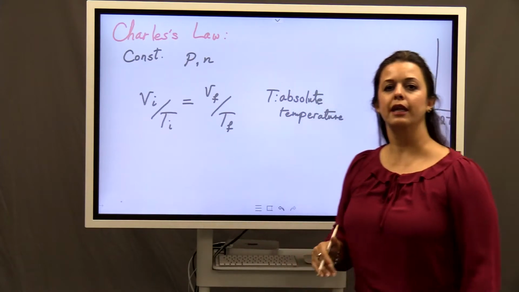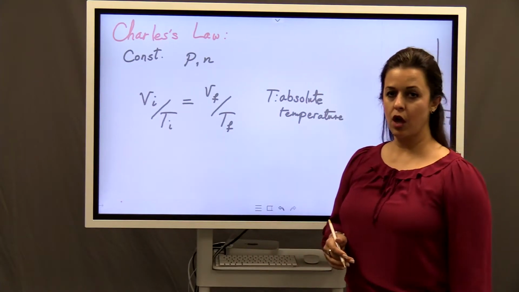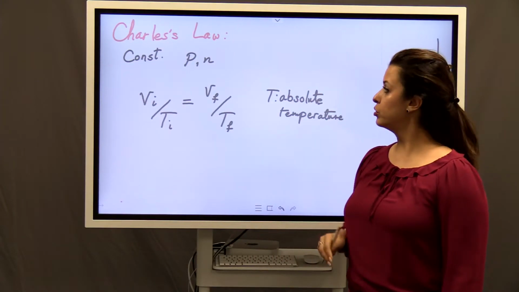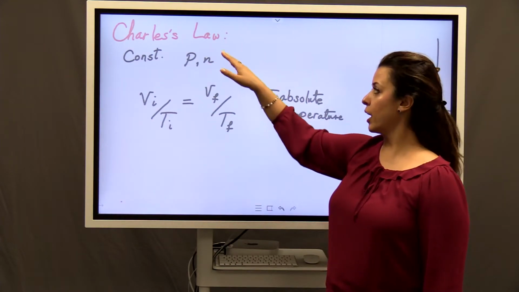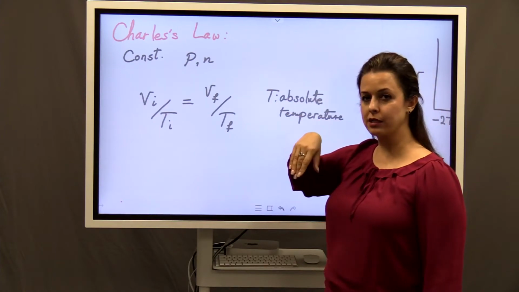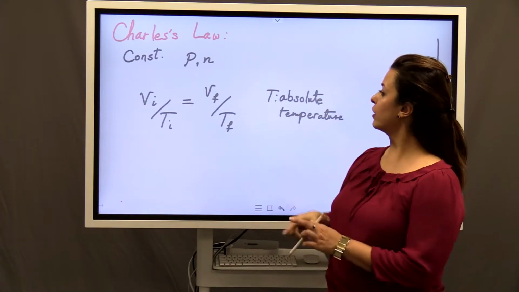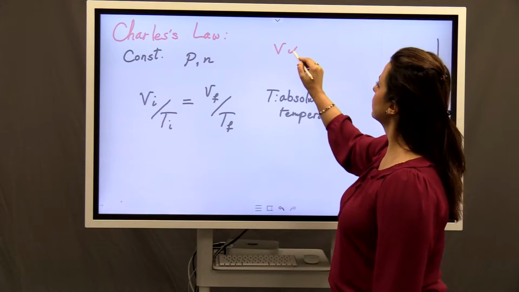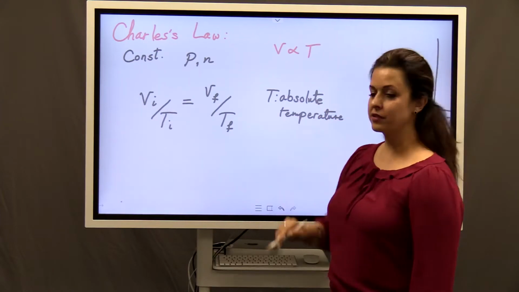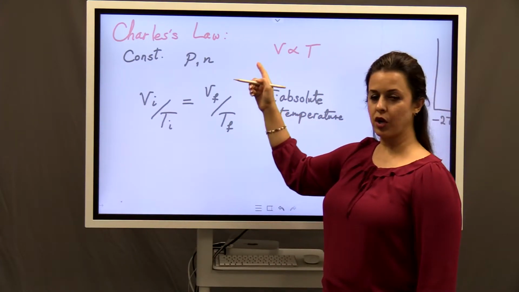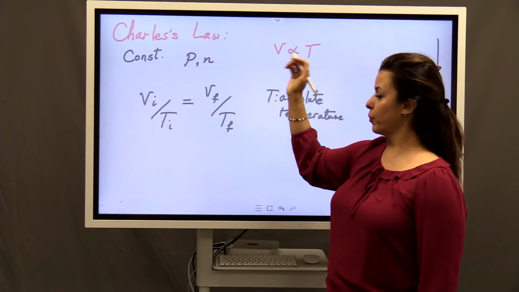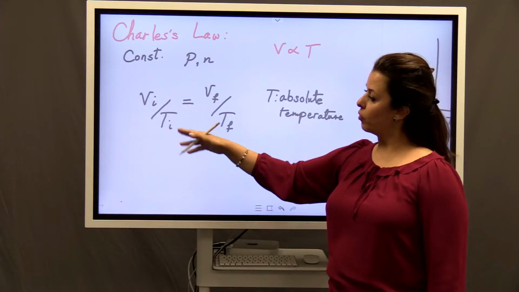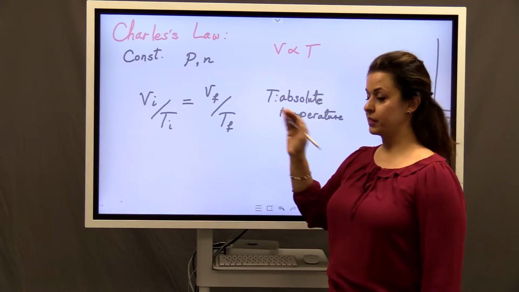Then move towards the next law, which is Charles' law. I told you in each law there are two of these variables kept constant. For Charles' law, pressure and moles were kept constant, so they came up with this, that volume and temperature have a direct relationship, or are directly proportional to each other. So Vi over Ti is equal to Vf over Tf.